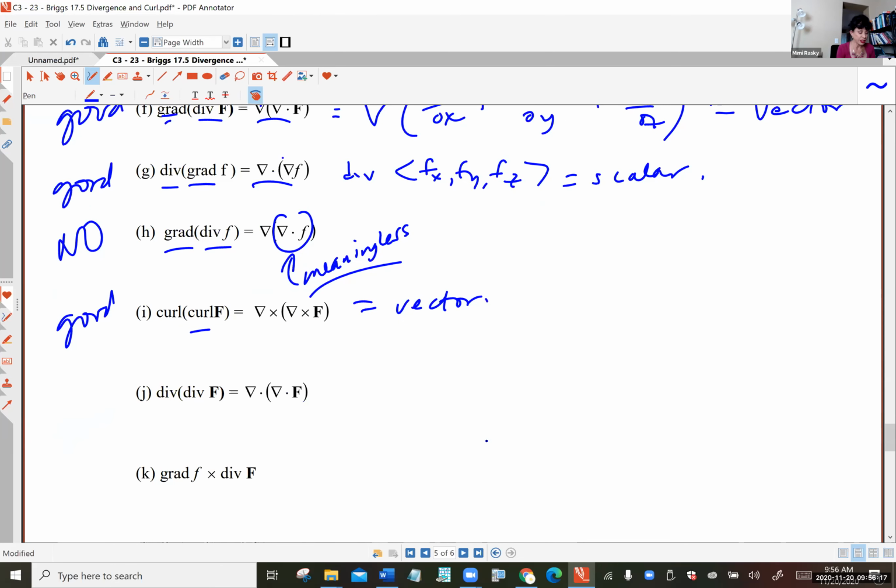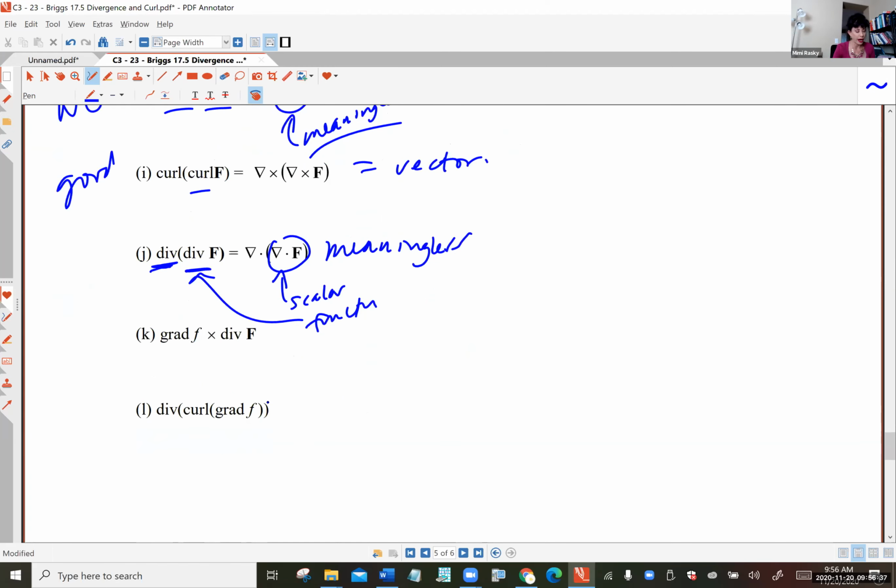Okay, how about divergence of a divergence? Meaningless. Well, how come? Because the stuff inside parentheses is a scalar function, and you can't take the divergence of a scalar function. You're only allowed to take divergence of a vector field by its definition. So this is meaningless.